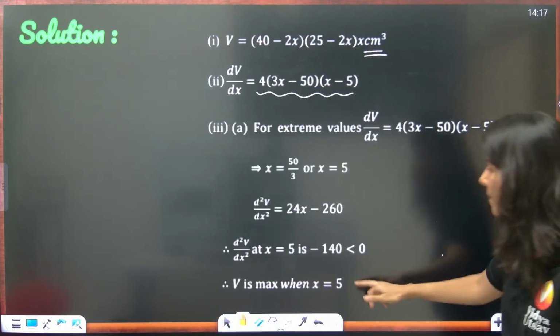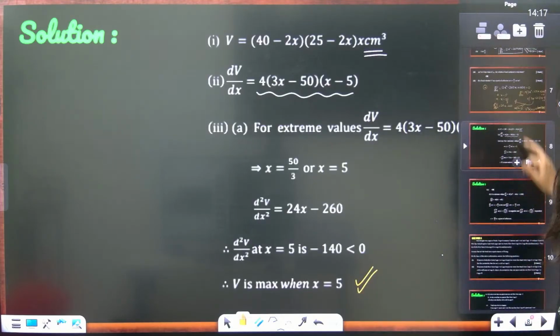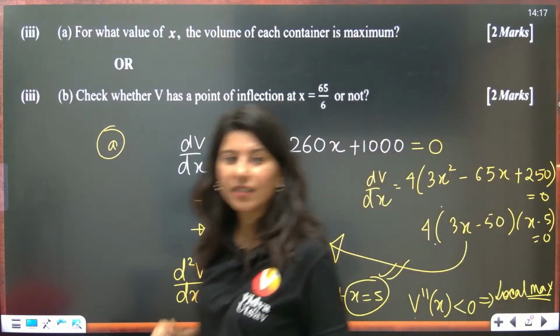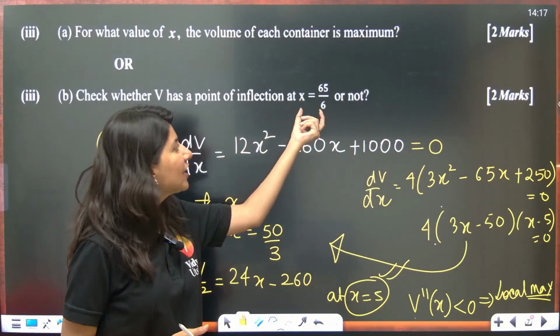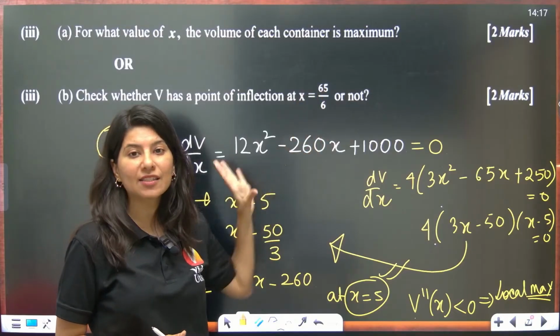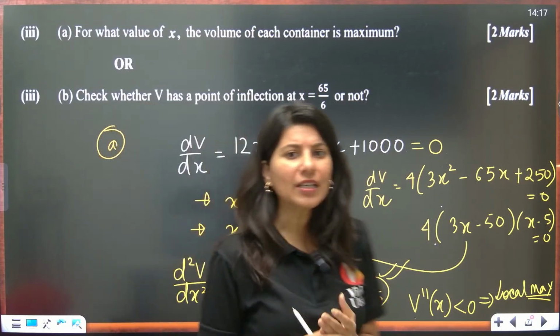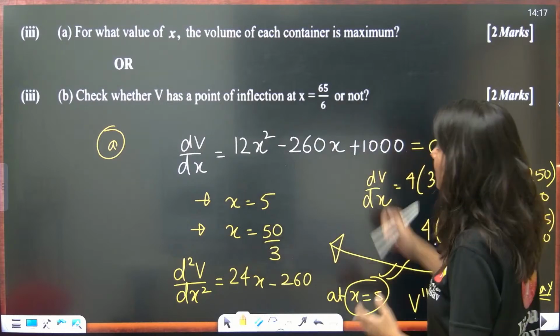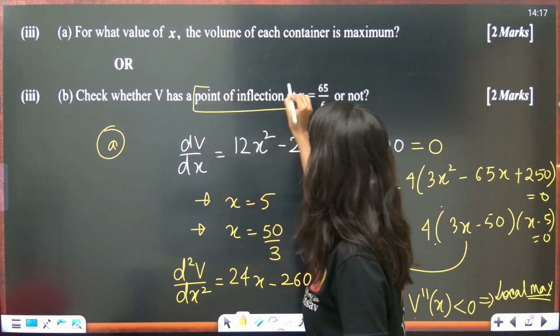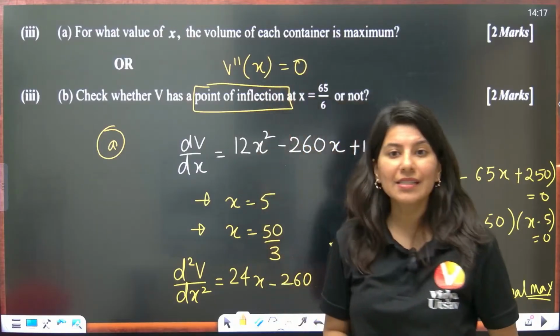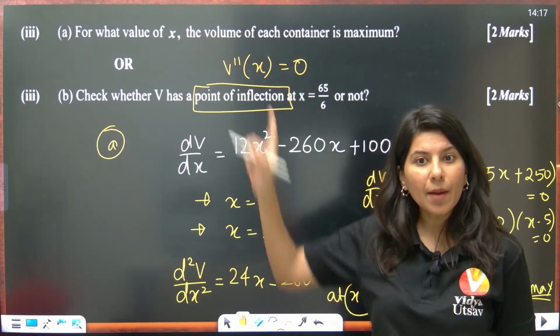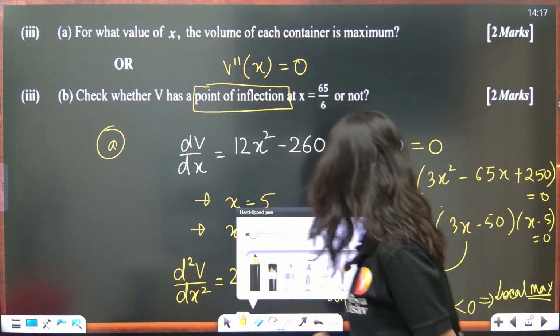So we are getting a maximum at x equals 5. Okay, ma'am, clear. Now check whether V has a point of inflection at 65 by 6 or not. So, you know how to check a point of inflection? Point of inflection means the double derivative should be equal to 0.